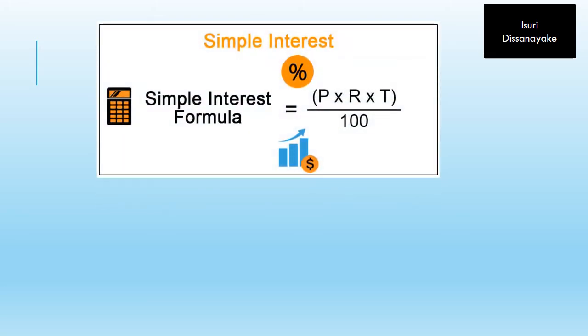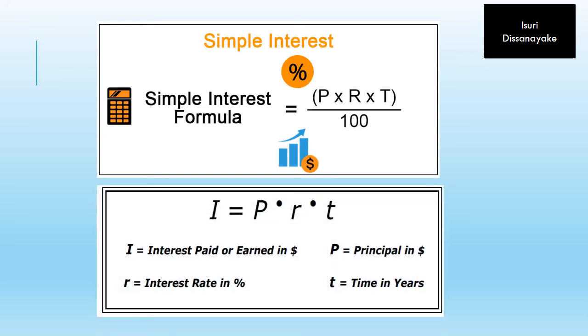Simple interest. The simple interest formula is P multiplied by R multiplied by T divided by 100. I stands for simple interest, paid or earned. P stands for the principal amount. R stands for the interest rate. T stands for time in years.